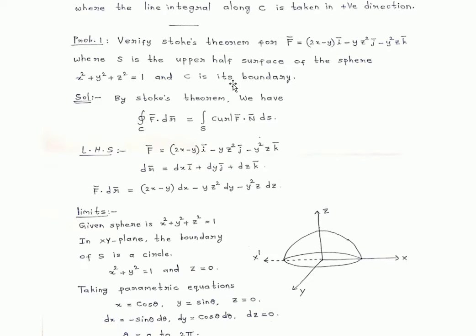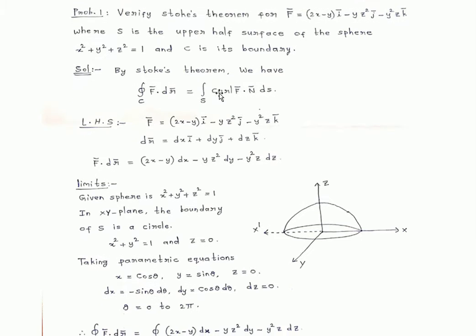Verify Stokes theorem for f bar is equal to 2x minus y i bar minus yz square j bar minus y square z k bar, where S is the upper half surface of the sphere, x square plus y square plus z square is equal to 1, and capital C is its boundary. Now, in order to verify Stokes theorem, we have to show that LHS part of Stokes theorem is same as RHS part of Stokes theorem. Now, let us calculate LHS value separately and RHS value separately. Those two values are identical at the last step.